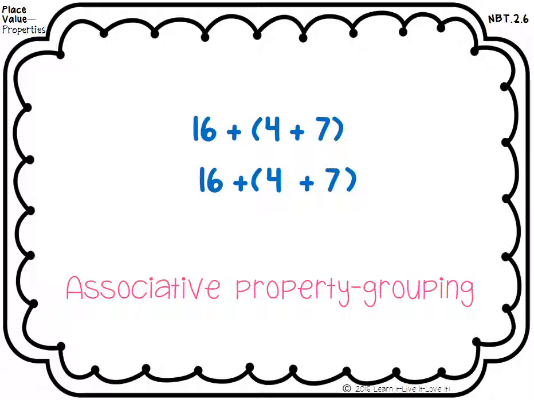So when I look at this, I know 16 and 4, that's a 10. So I'm going to regroup this, and I'm going to add 16 and 4 before the 4 and a 7, and I'm still going to have the same sum of 27. And that's the associative property. That's changing the grouping.